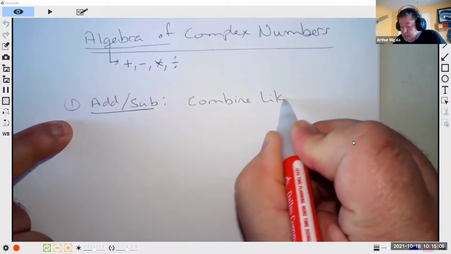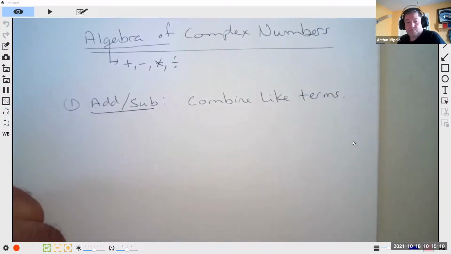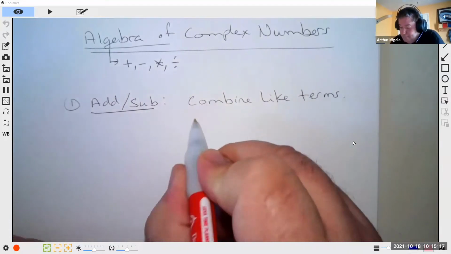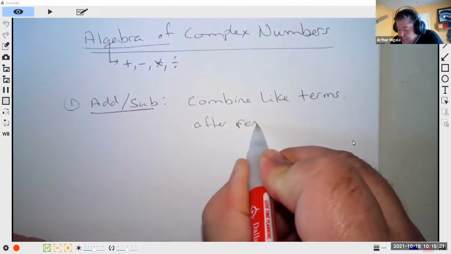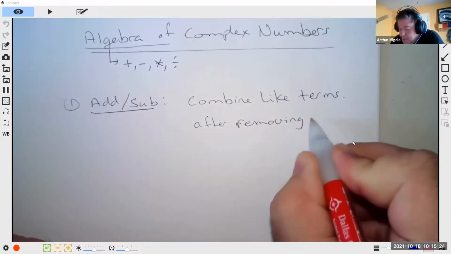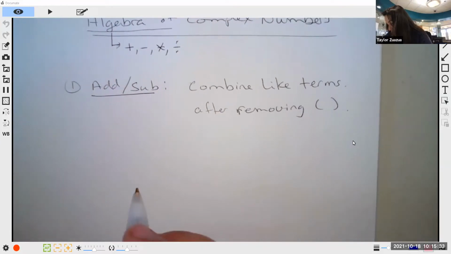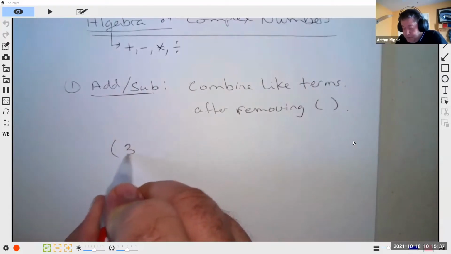One rule for adding and subtracting complex numbers: combine like terms after removing parentheses. Because when you're given a question, you'll have something like this.